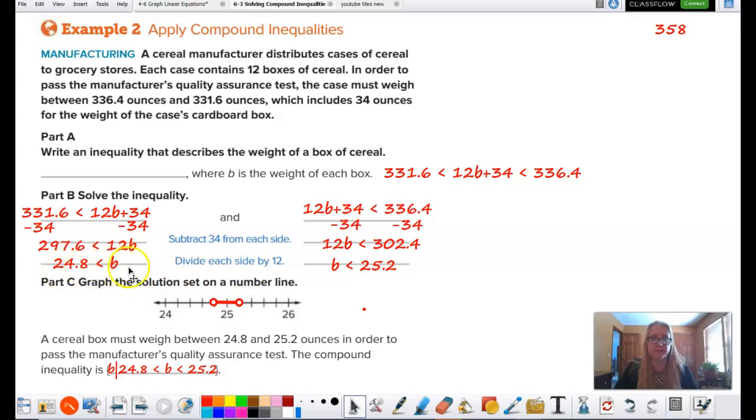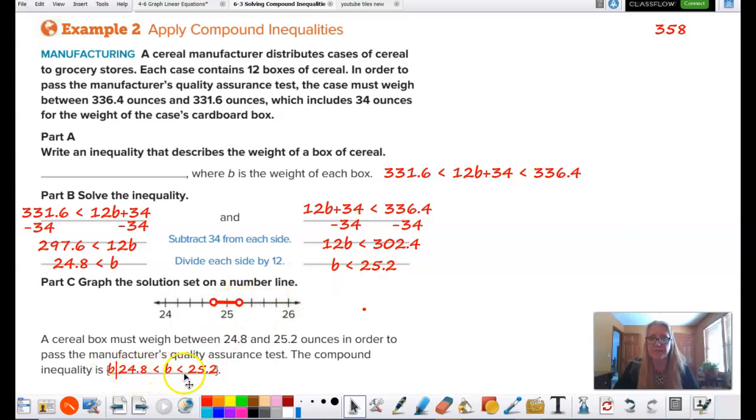24.8 is less than b, and b must be less than 25.2. Graphing it on a number line, that was tricky. 24.8, and it would be an open circle because there's no "or equal to." So I put an open circle at 24.8, and then I have it graphed through 25.2, which is over here, also an open circle. All right.